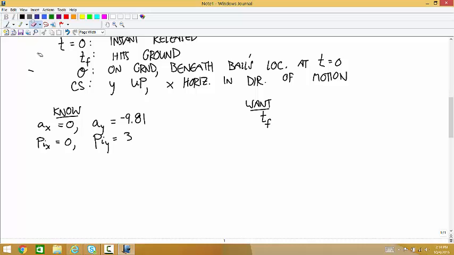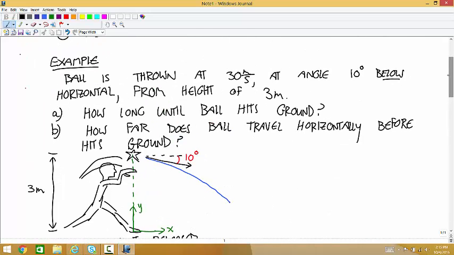And then do we know anything about the final position? No. We don't know anything about the X, but we know that Y is 0. So PFY is equal to 0. That's how we know that it's on the ground. And then would PFX tell us our answer for part B? For part B, that's right, exactly. Do we know anything about VI? Well, it's 30 meters per second. So that's what we're going to get from this vector.